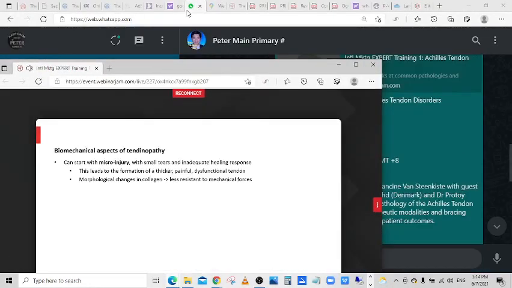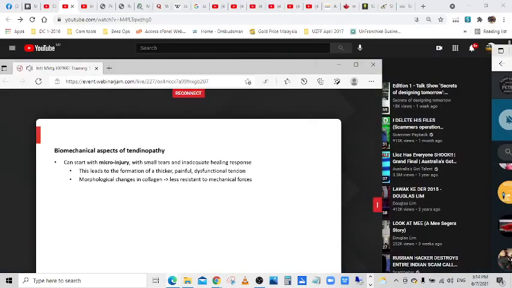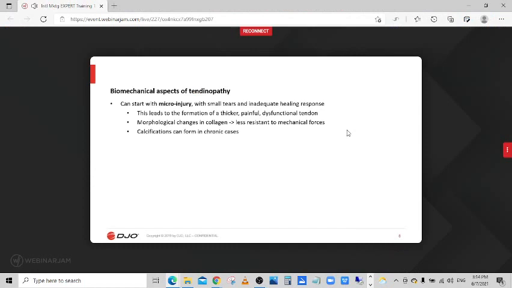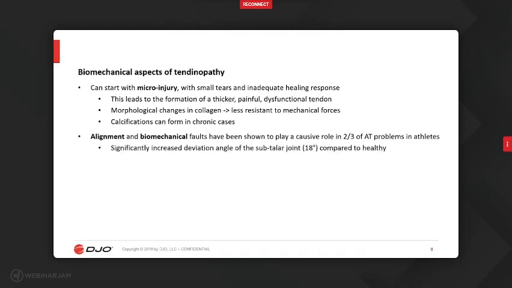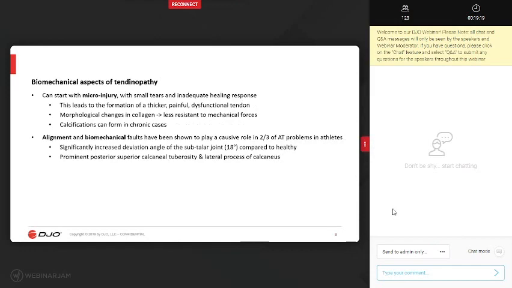Morphological changes in collagen can cause less resistance to mechanical forces. And then calcifications can form in chronic cases. Also, alignment and biomechanical faults have been shown to play a causative role in 2/3 of Achilles tendon problems in athletes. So biomechanical faults such as a significantly increased deviation angle of the subtalar joint, around 80 degrees, compared to healthy.